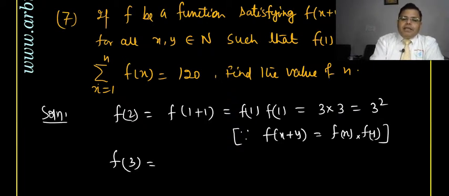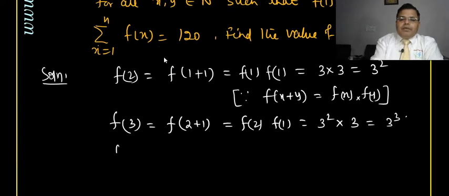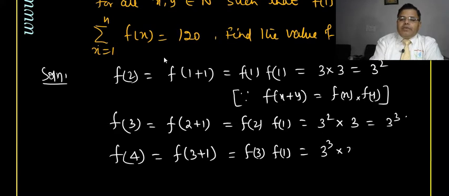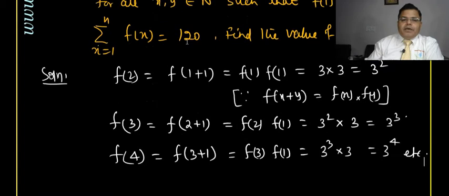Similarly, f3 can be written as f of 2 plus 1, that is f of 2 into f1. f of 2 is nothing else but 3 square, and f1 is 3, so that would be 3 cube. So f2 is 3 square, f3 is 3 cube. Similarly, f4 can be written as f of 3 plus 1, that is f3 into f1. f3 is 3 cube into 3, that will be 3 to the power 4, and so on.